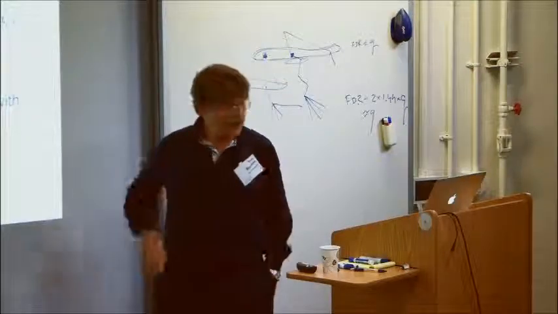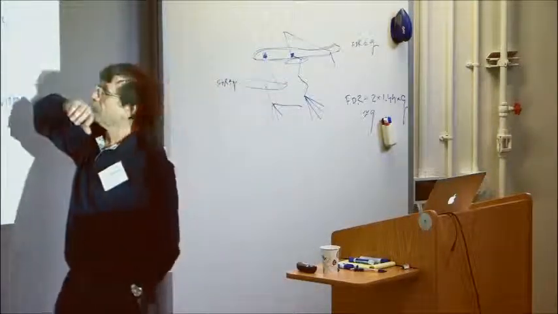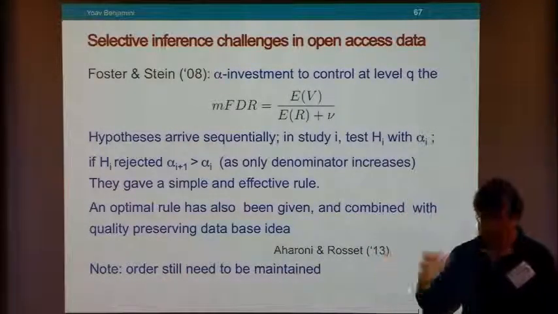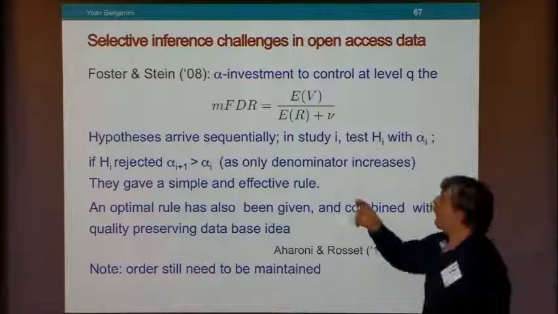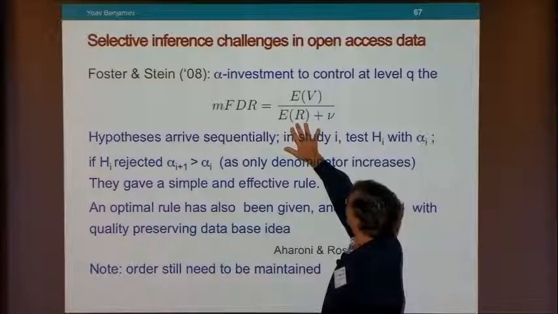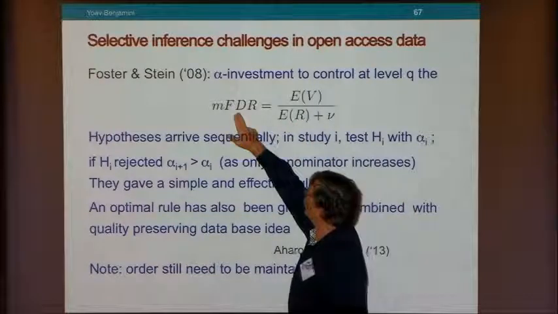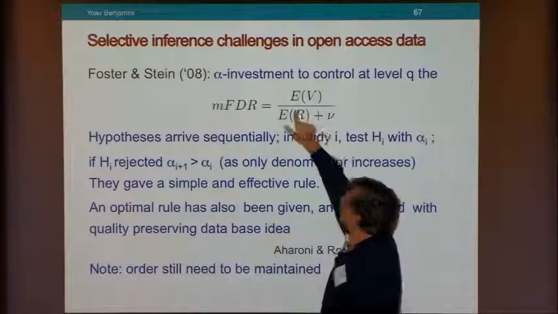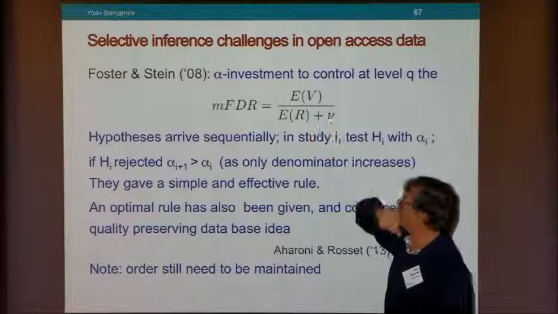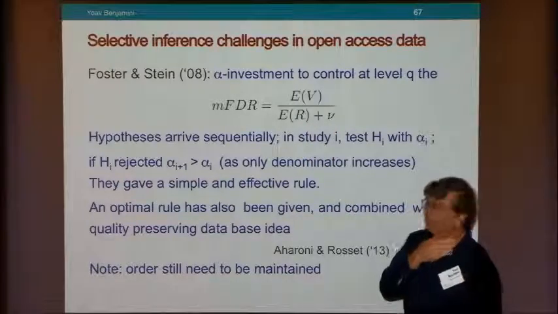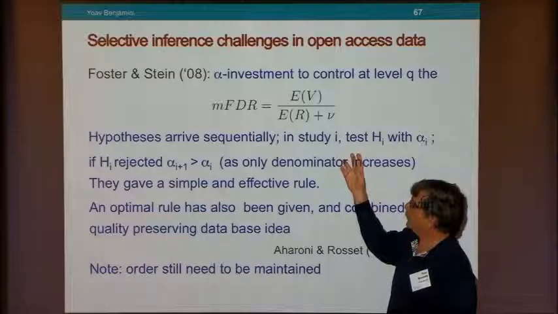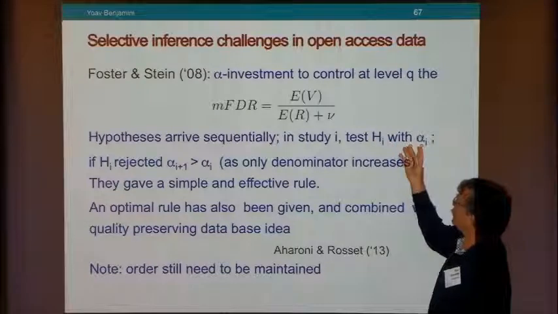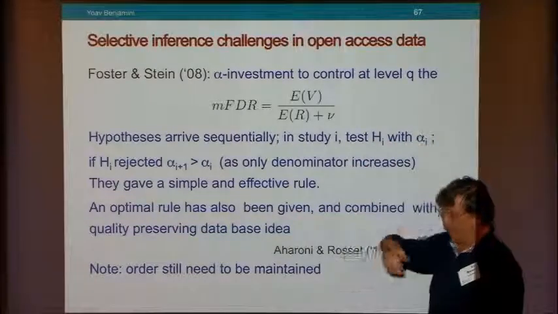Another idea is that by Foster and Stine, they talk about alpha investment to control the level alpha Q. They're talking about hypotheses coming in a row. And you control actually, if it were me, I would put here a little bit of FDR, because they're talking about E of V divided by E of R, and just add a little bit of mu to the numerator to take it away from 0. It's not that essential. And the hypotheses arrive sequentially in the study, and you test H_i with alpha_i defined beforehand, but that can be modified.